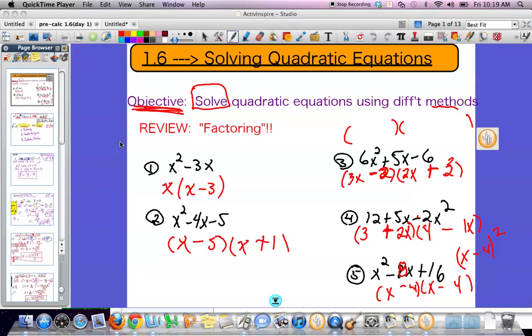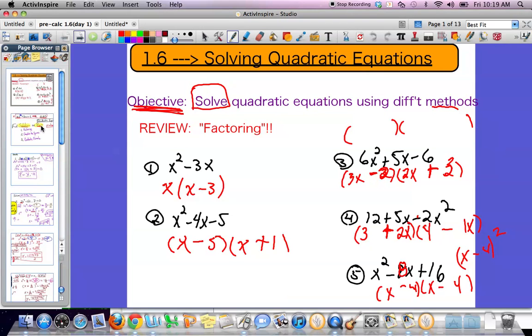Okay, so let's review a little bit of what we did yesterday. I saved my notes from yesterday. We talked about completing, we didn't talk about completing the square. We talked about solving quadratic equations. And before we could do that, we had to do some factoring. We don't need to talk much about factoring.